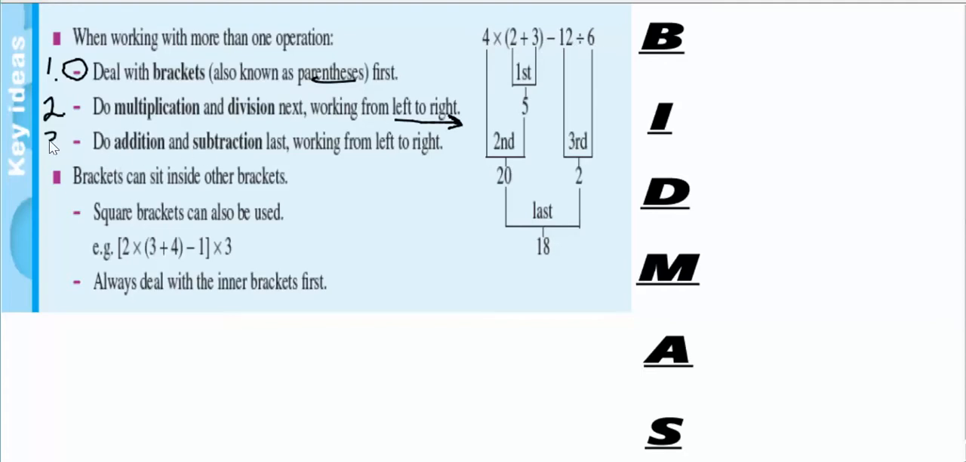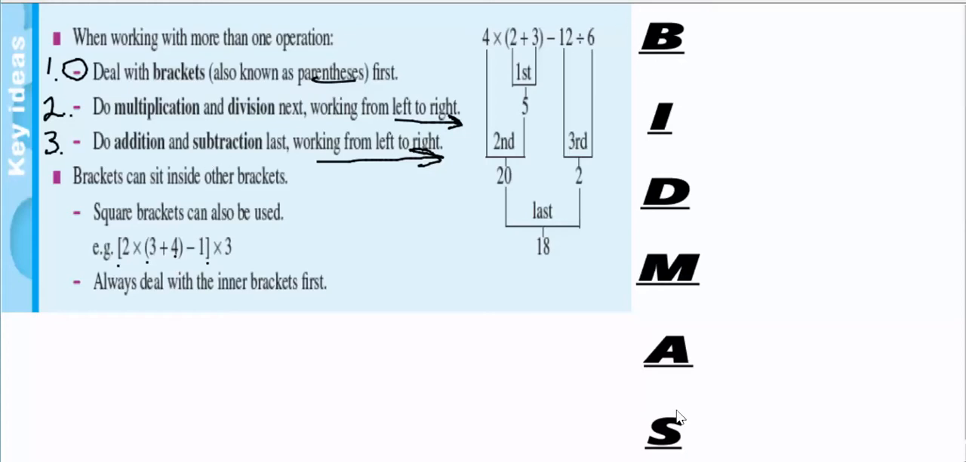Addition and subtraction go last, and again, same thing. It doesn't actually matter which order you do them in, but you work from left to right. Deal with addition and subtraction in whichever order they present themselves as you work from left to right in your problem. Brackets can sit inside other brackets. So for example here we've got brackets here, but also brackets here. If you've got problems with multiple brackets, work from the inside out. You've got to deal with the inside brackets first, then you deal with the larger brackets after that. So always work from the inside out.